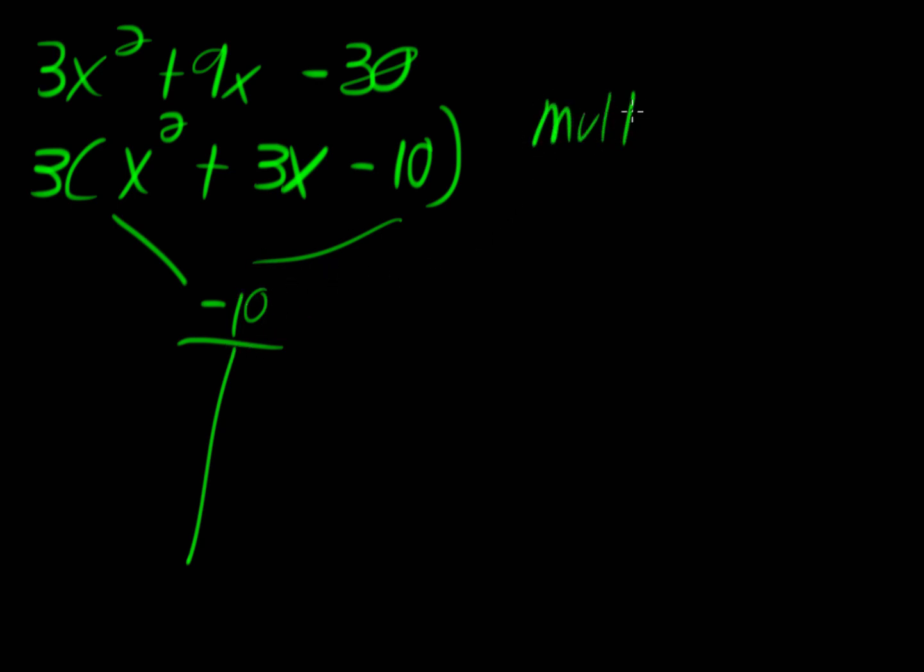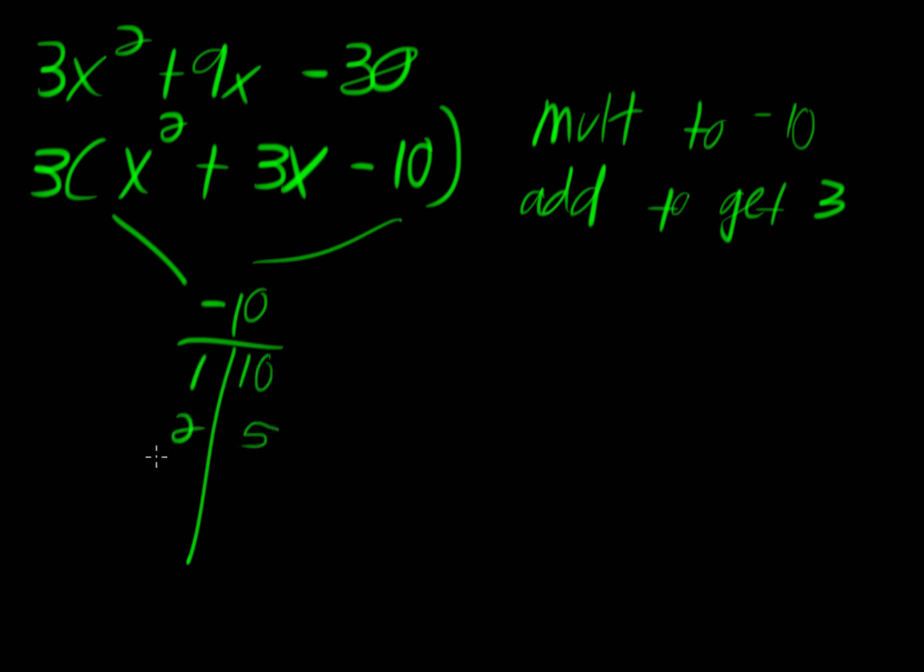So I can write my statement. I'm multiplying to get negative 10, and I'm adding to get that b term of 3. So I list all my factors of 10. 1 times 10, 2 times 5. 3 doesn't go into it. 4 doesn't, but 5 does twice. And so the fact that I'm multiplying to get a negative number tells me that my signs are different. And I'm adding these two different signs together to get a positive number, so that means my larger number is positive and the smaller number is negative.